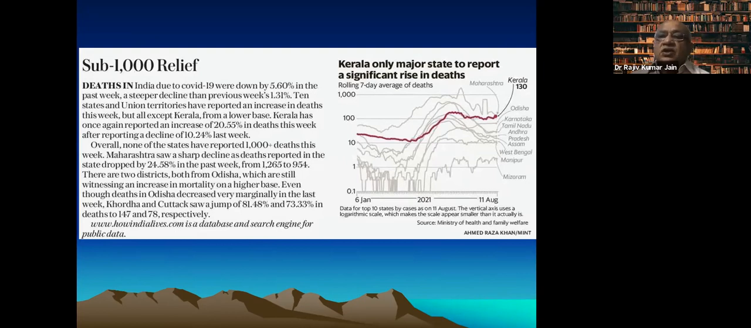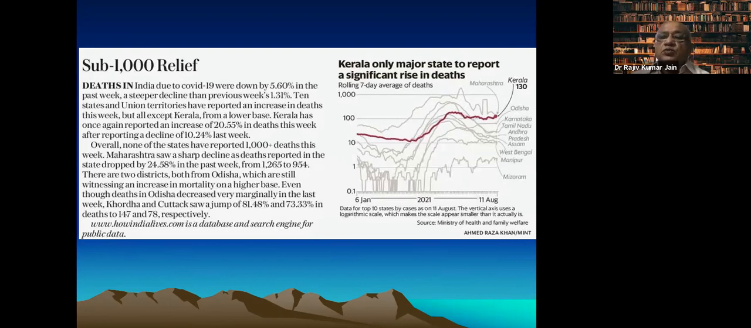Kerala has once again reported an increase of 20.55% in deaths this week after reporting a decline of 10.24% last week. Overall, none of the states have reported 1,000 deaths this week, and Maharashtra saw a sharp decline as deaths reported in the state dropped by 24.58% in the past week from 1,265 to 954.